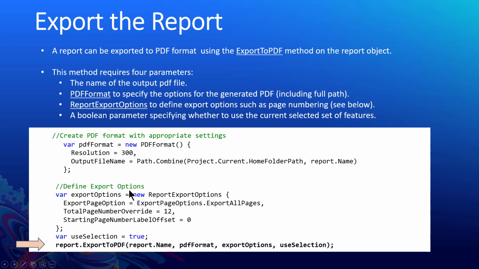The code snippet here illustrates this. I first create the PDF format object. I specify the resolution and the file name. I then specify the report export options here, such as the pages to export, the total page number override, and the starting page number label offset. I will use the current selected set of features, so I'm setting a bool property here to be true. I pass all these parameters to the export to PDF method. We will see this in the demo coming up.